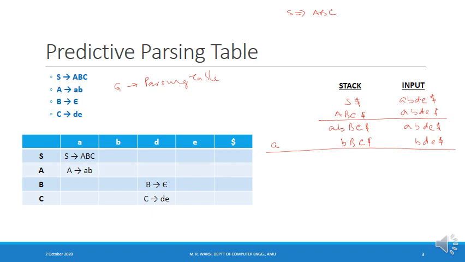Now the topmost stack alphabet is once again a terminal symbol, and it is matching with the next input symbol. So this has been matched, so this is popped off from the stack. After this, the stack holds BC dollar, and the buffer holds DE dollar.